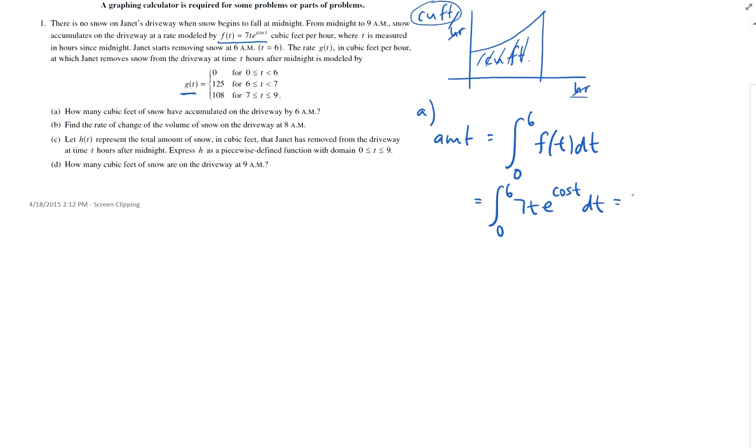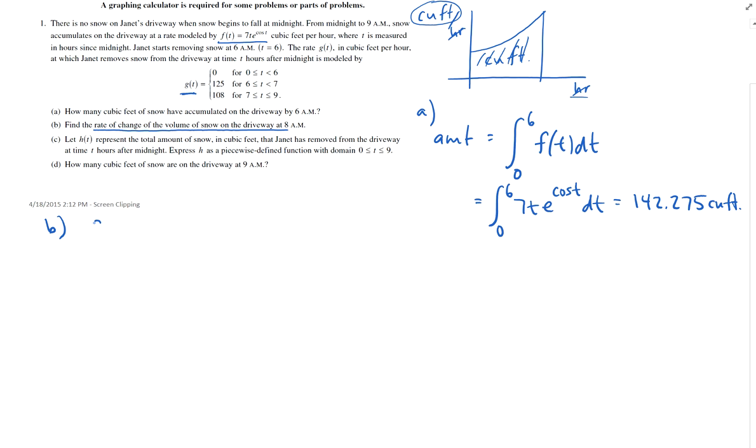And if you do that right in your calculator, you should get 142.275 cubic feet. Okay, so that's how much snow is accumulated by 6 o'clock. B. Find the rate of change of the volume of the snow on the driveway by 8 o'clock. So we want the rate of change of the volume of snow on the driveway by 8 o'clock.